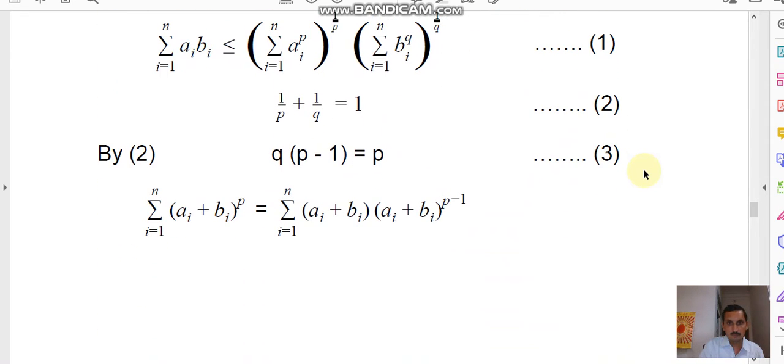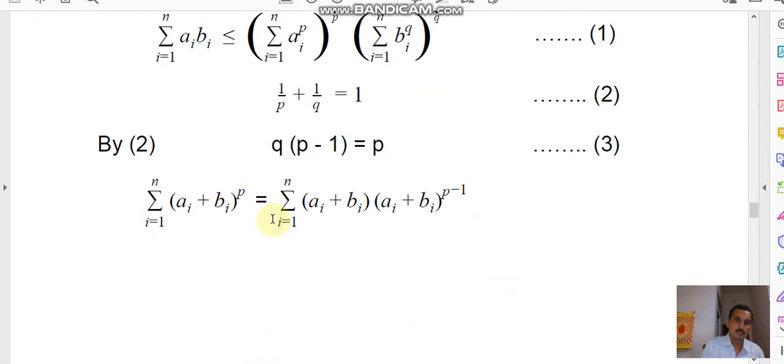So we consider the left hand side, summation i equal to 1 to n ai plus bi power p. So we open this p as 1 into 1 and plus p minus 1.